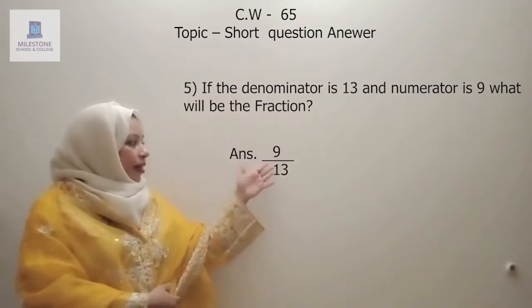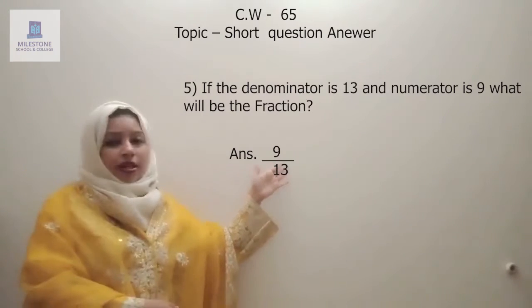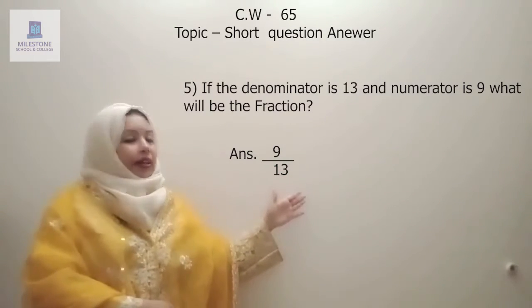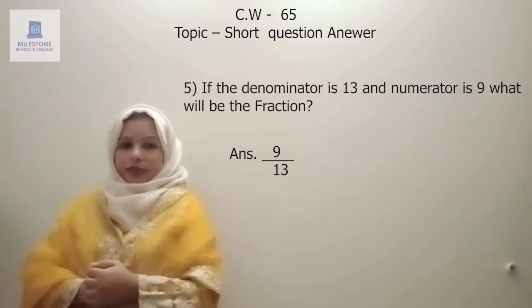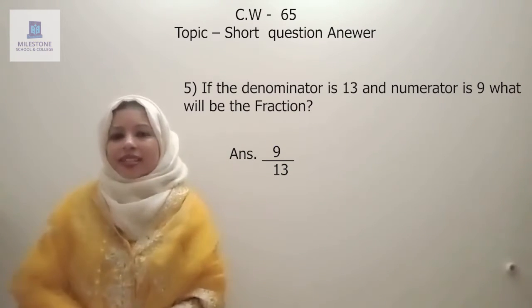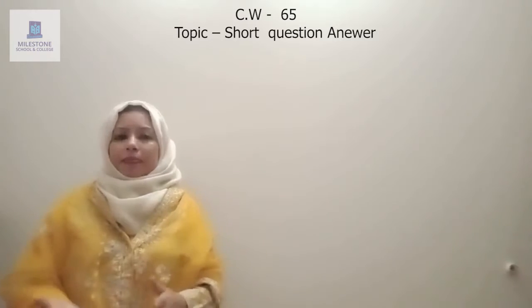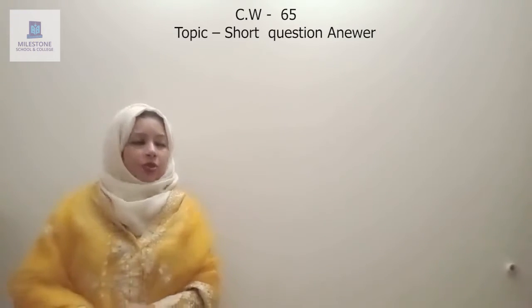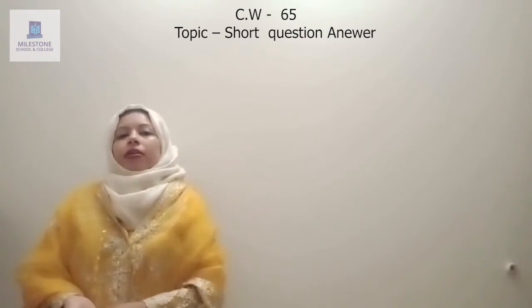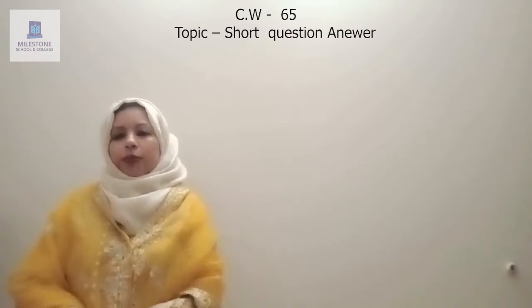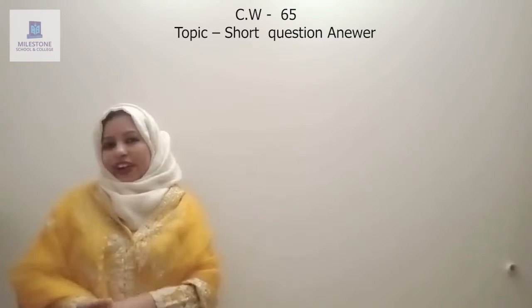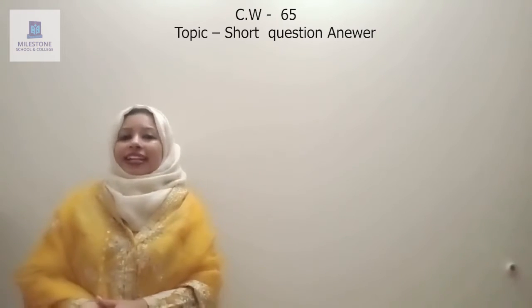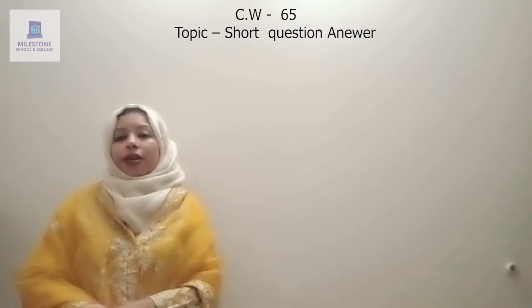So I have written the answer this way, 9 by 13. 9 is our numerator and 13 is our denominator. Okay students? So write down the answer 9 by 13 this way. So question number 6 for you. It is also from the fraction chapter. That is a very easy question for you.